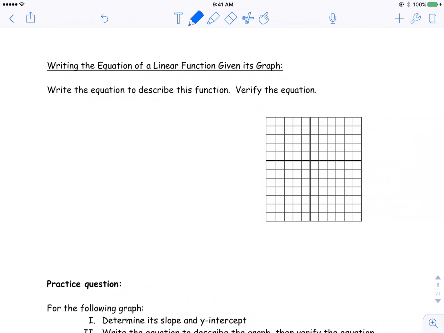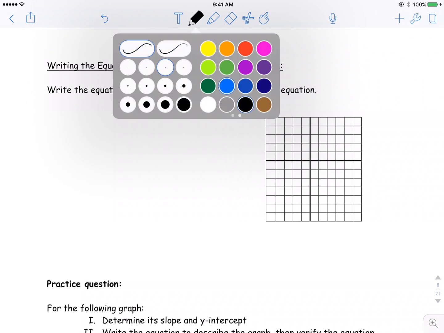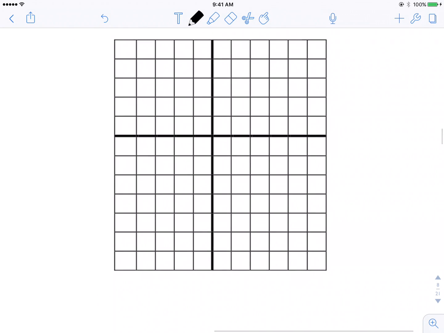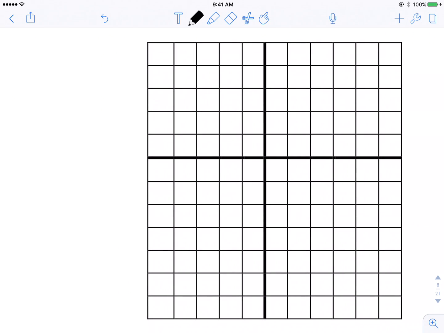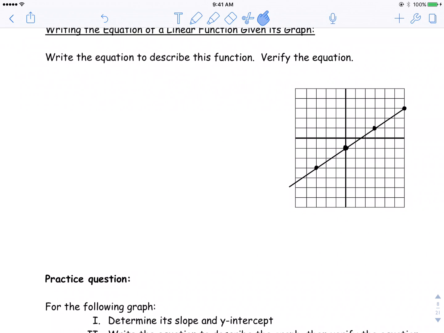So what I'm going to do very quickly right now is give you a function. I am going to put a point right here. I am also going to put a point right here and a point right here, and similarly here. And then I'm going to give you this line and tell you that there's your function. Okay? Write an equation of this function.